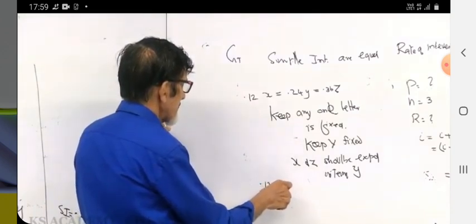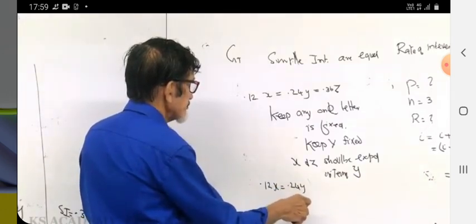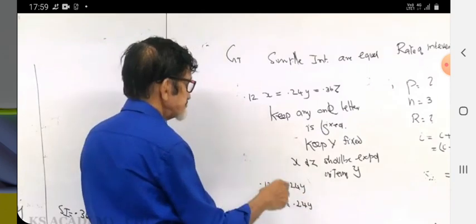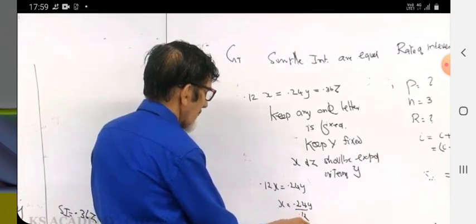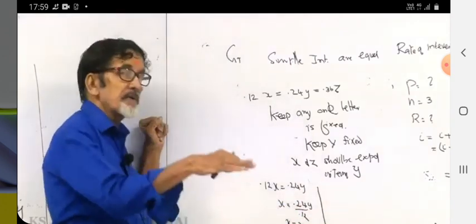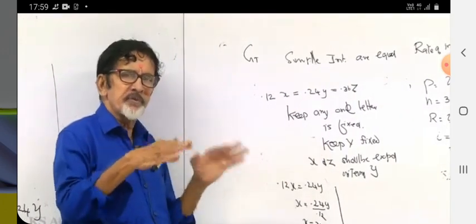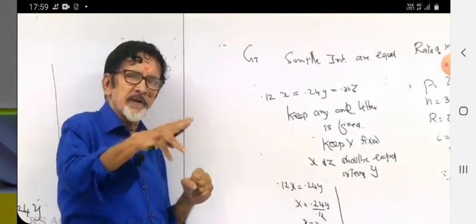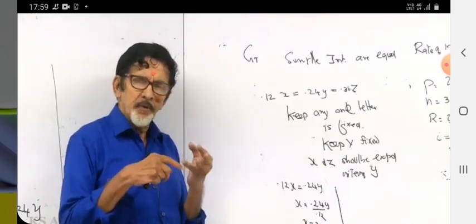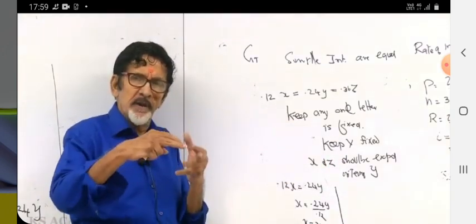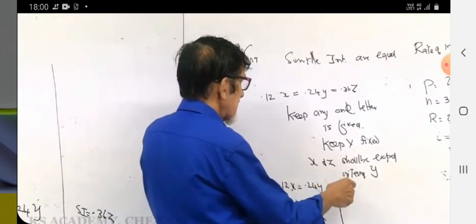0.12X is equal to 0.24Y, so X is equal to 2Y. Y is kept, X converted to Y. Z also has to be converted to Y. Which letter are you keeping fixed? The other two letters you have to convert into the fixed letter. I am keeping Y; X in terms of Y, Z in terms of Y. X is equal to 2Y. Z calculation.